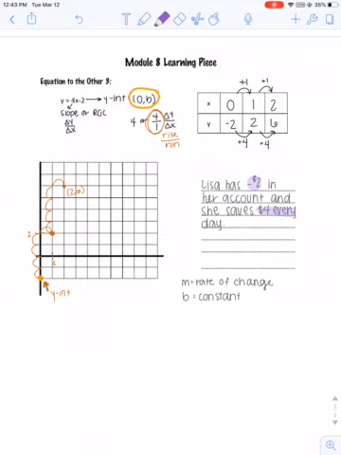You're going to submit a picture of your notes from these 2 videos that you have watched, and then you get to move on to the practice piece.